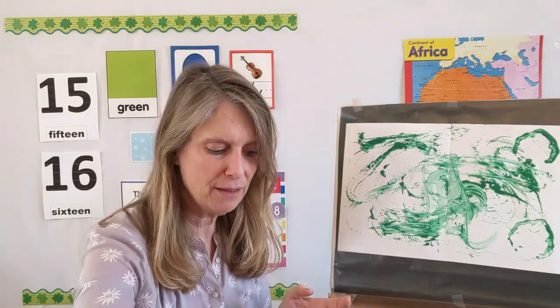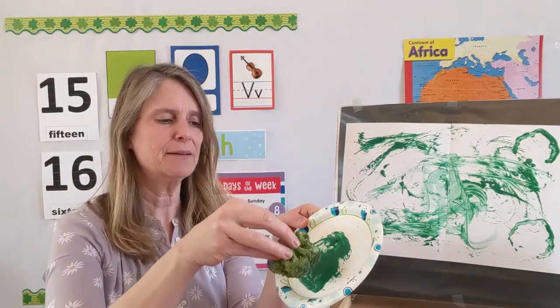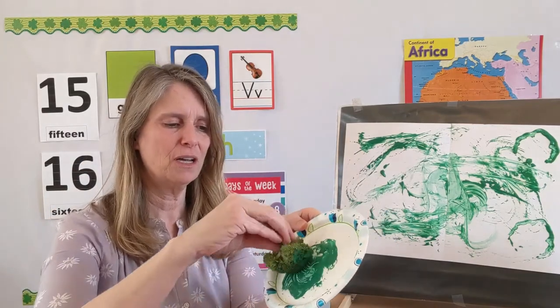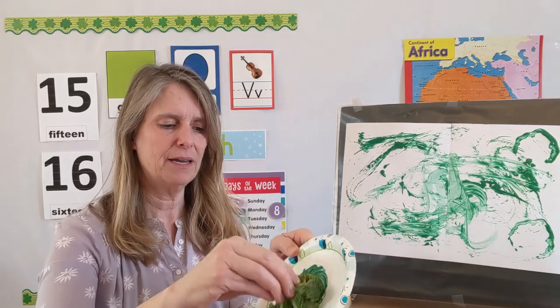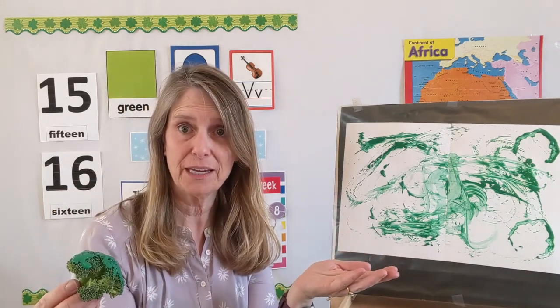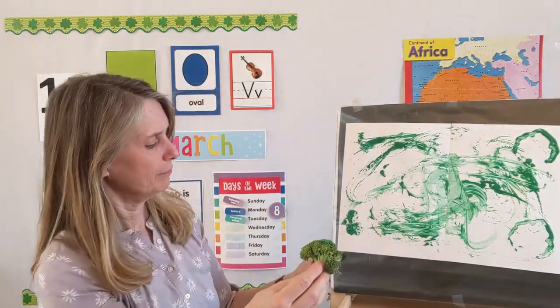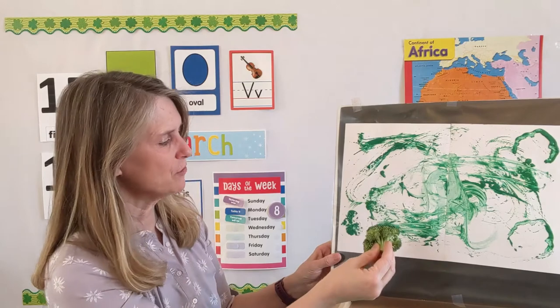What else? Let's see what the broccoli's gonna do. This is a big piece of broccoli. Let me put this in my paint and I'm gonna get him all covered. I'm gonna need more paint. I'm gonna get him all covered and let's see, should I stamp him or paint him or both? What do you think? I'm gonna do both. Let's stamp first. You ready? There he goes. He makes a bigger stamp, doesn't he?